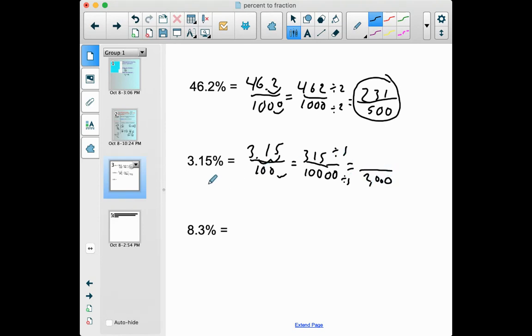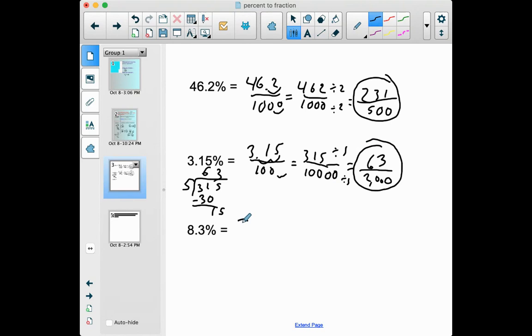On top, I might not be able to do that in my head, so I'm going to take that over here. 315 divided by 5: 5 doesn't go into 3. It goes into 31 6 times, which is 30. Subtract, and I have 1. Bring down the 5. 5 goes into 15 3 times. So I get 63. So I have 63 over 2,000. By the trick that I mentioned before, I can't divide this by 2 or 5, so I know I can't reduce that anymore.